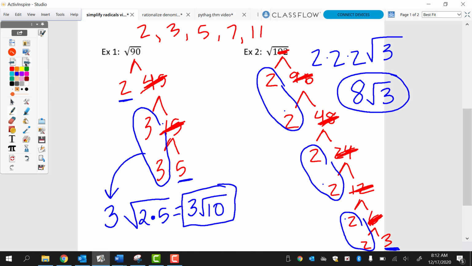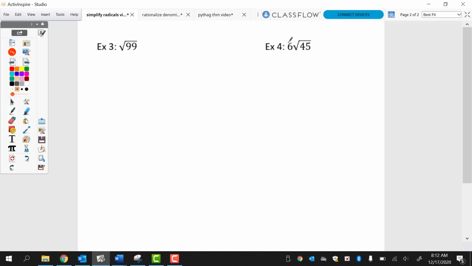Let's quickly do 2 more problems. Here we go. So we have a 99. We would do it the same way. Break it down. Try to start dividing. Again, the numbers we divide by are 2, 3, 5, 7, 11. There are more prime numbers in the world, but typically these are the ones that we're going to encounter the most. So if you can't do it by these, you probably can't do it at all.